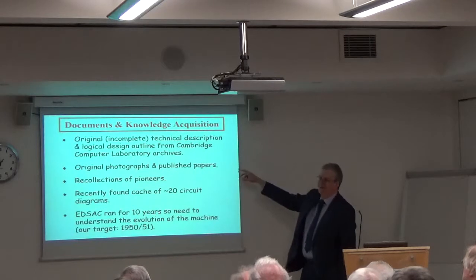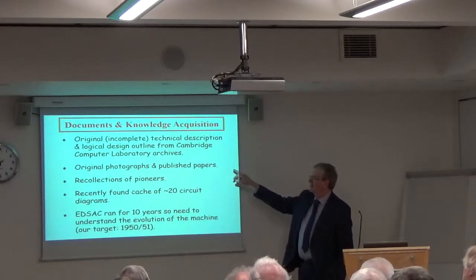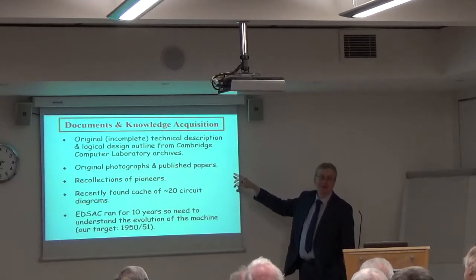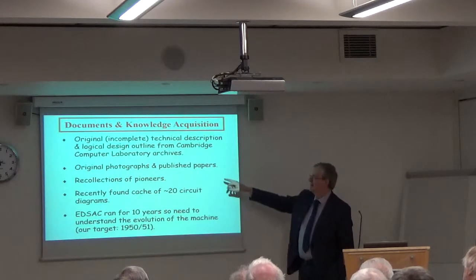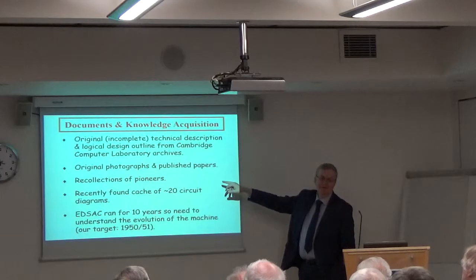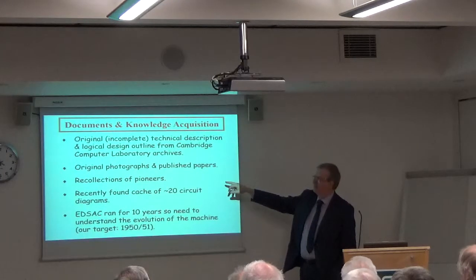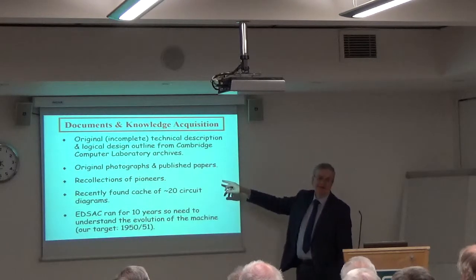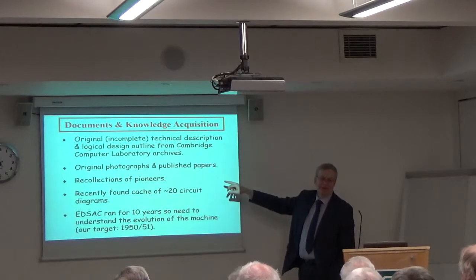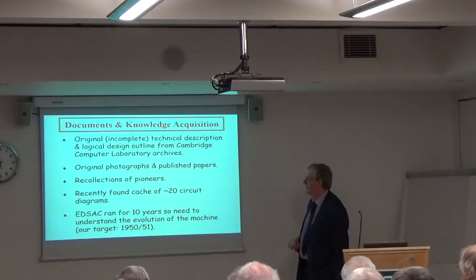A lot of original photographs. Some aspects of the machine are published in papers. The mercury delay lines actually are quite well written up. There are written recollections of the pioneers, but most of those recollections were captured in the late 1990s, and many of them blur EDSAC 1 and EDSAC 2 in their memory because it was a long time ago.